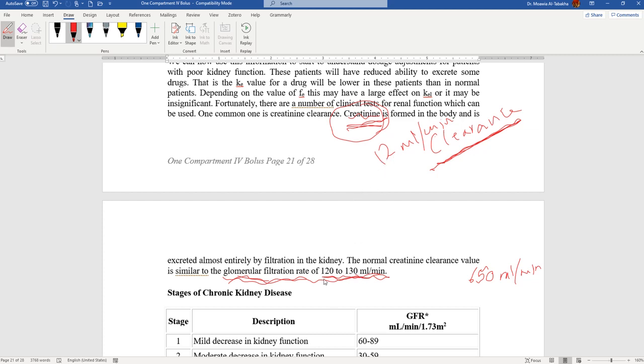This means here the kidney is working by 1/10. Look, 10. 1/10 of its normal ability. Okay, I already told you that glomerular filtration is only one mechanism by which a drug is removed. There are other mechanisms.